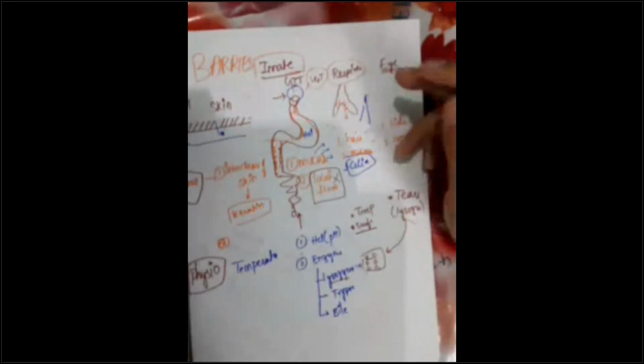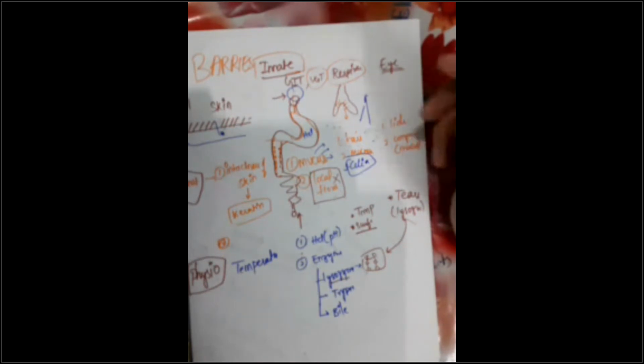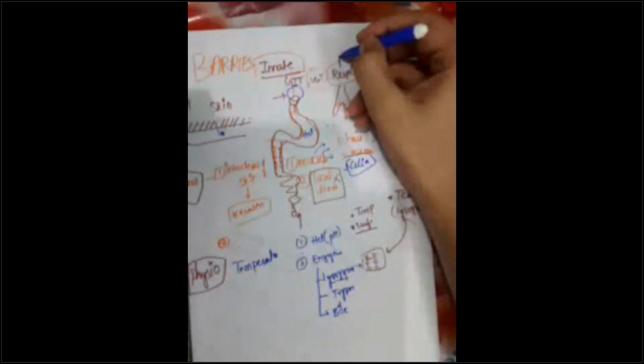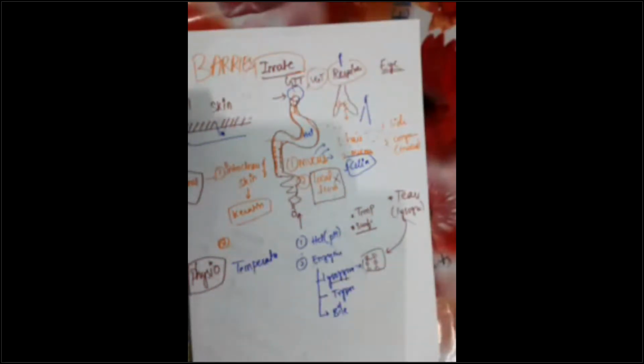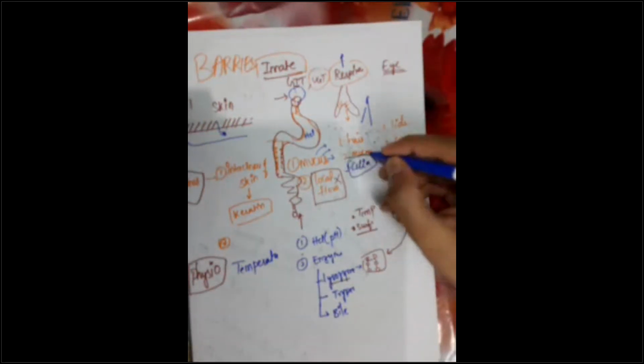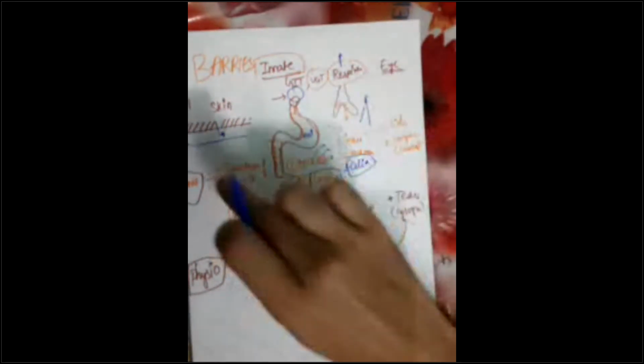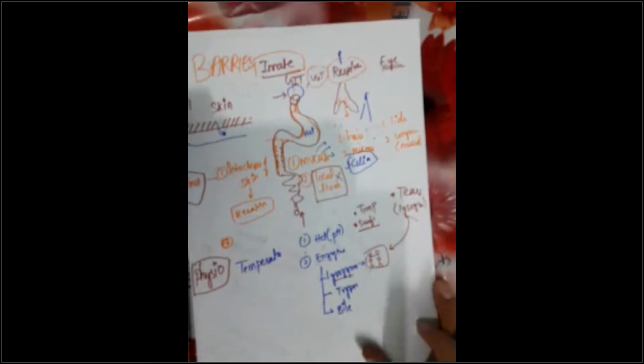Where else is ciliary movement important? Ciliated epithelium. Okay, what is the nature of your respiratory epithelium? Let me know in the chat box. It is pseudostratified ciliated columnar epithelium. Yes, it is ciliated. Why? Because to expel this. This is also one of your anatomical barriers.